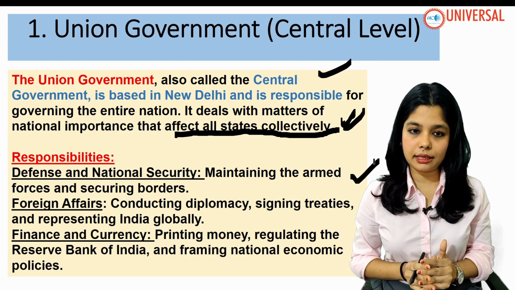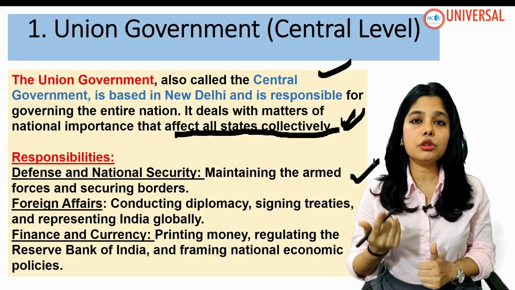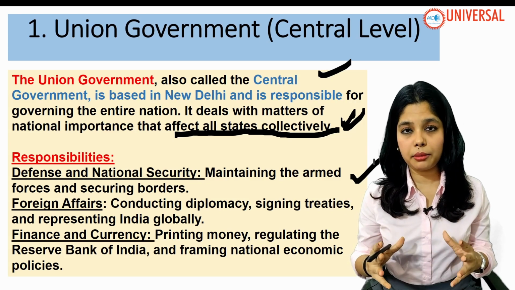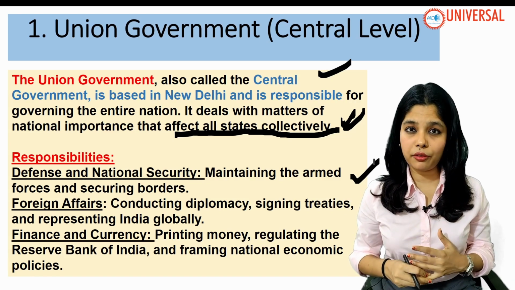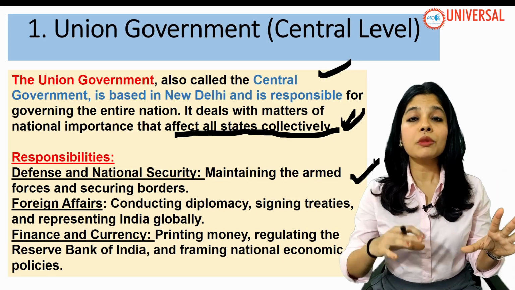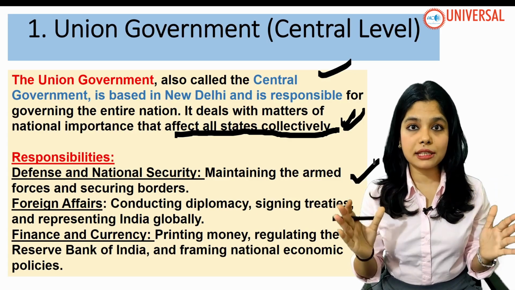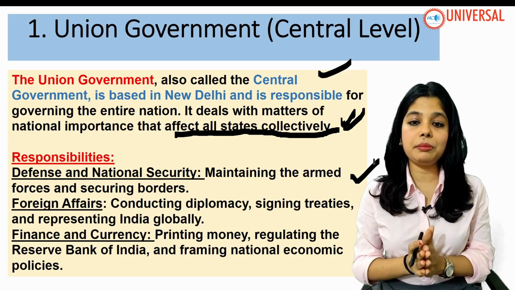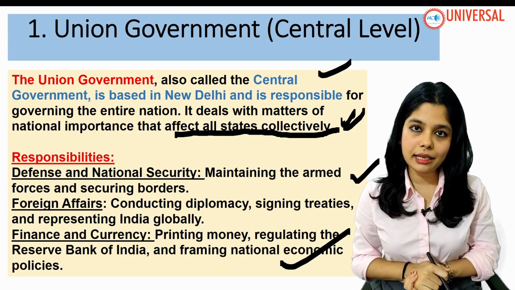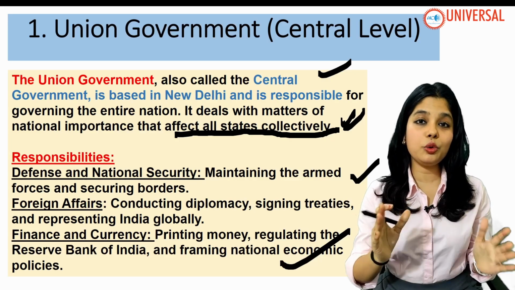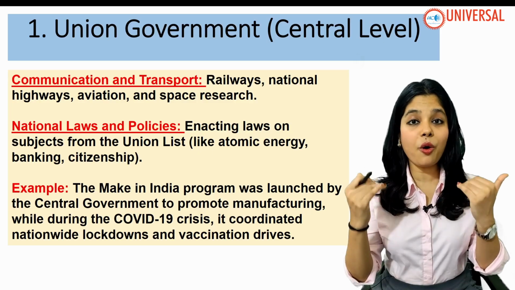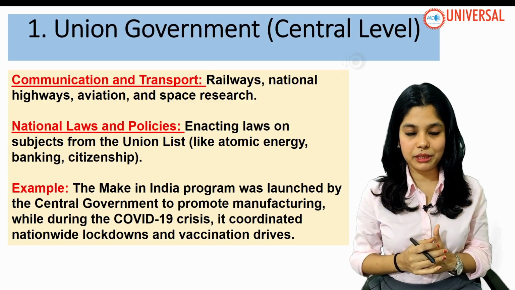Finance and currency, printing money. Okay, the 1 rupee note is not printed by the RBI. Rest everything is being printed by RBI. And regulating the Reserve Bank of India, RBI's monetary policy. RBI does the monetary policy, and the central government does the fiscal policy. Correct. And framing national economic policies, all are catered and taken care of by the union government. So huge responsibilities. If you see, there is huge responsibility on the shoulders of the union government.